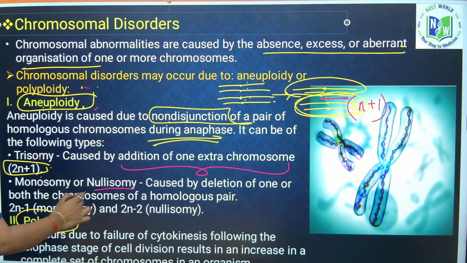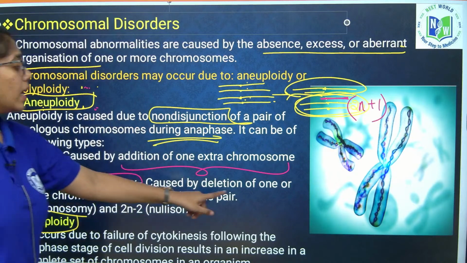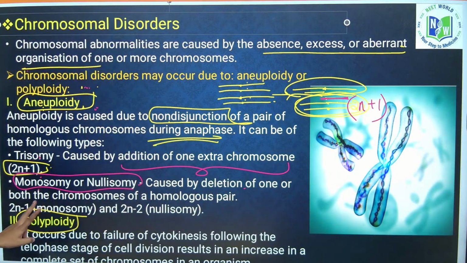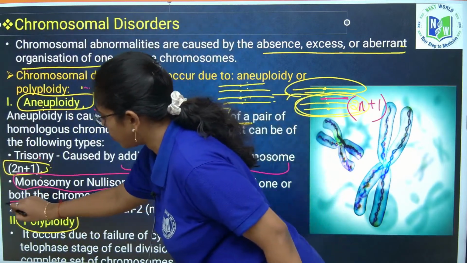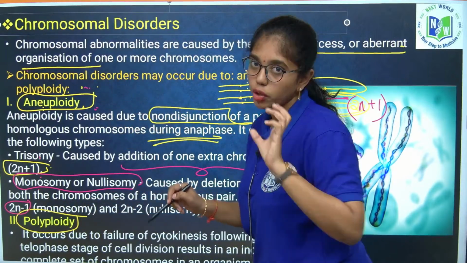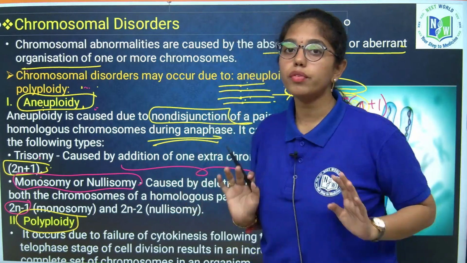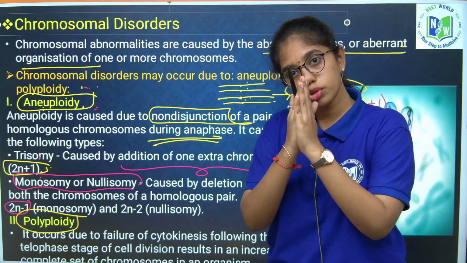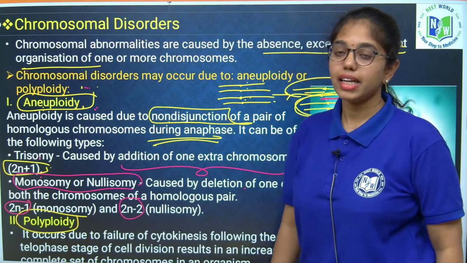Monosomy or nullisomy is caused by deletion of one or both chromosomes of the homologous pair. It can be 2n minus 1, which is said to be monosomy. Only one chromosome can be seen on the pole. If two chromosomes are not there at all, then it is 2n minus 2, which is nullisomy.